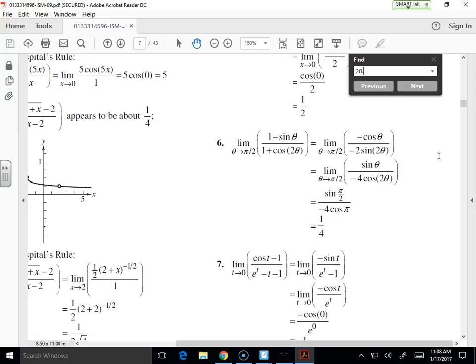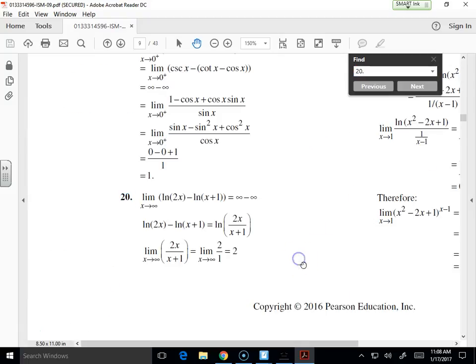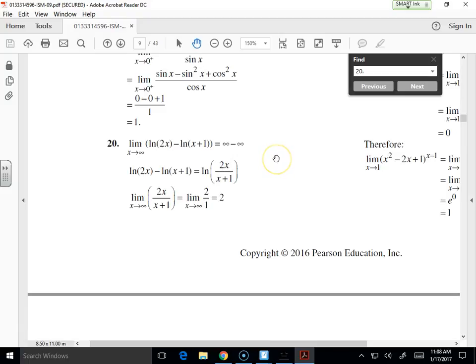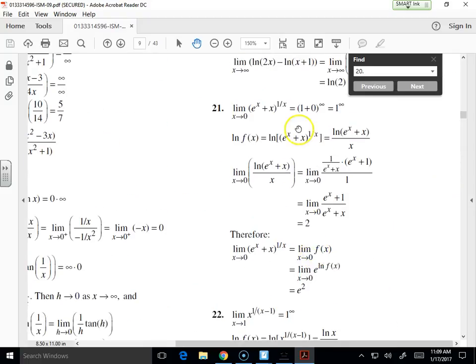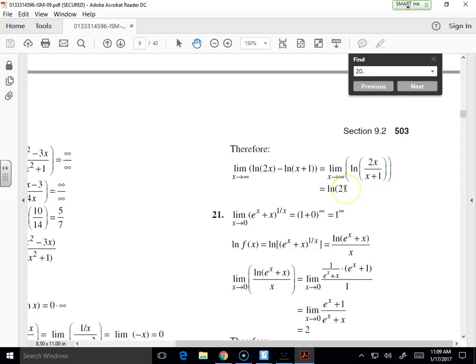Next one, 20. Look at that jump. We like that one. 2. I got ln 2 too. Wait, that might not be the end of it. Oh, sneaky. Ln 2. Oh wait, no, whatever. Oh, never mind. Ln of 2. Next one, 24. Okay.